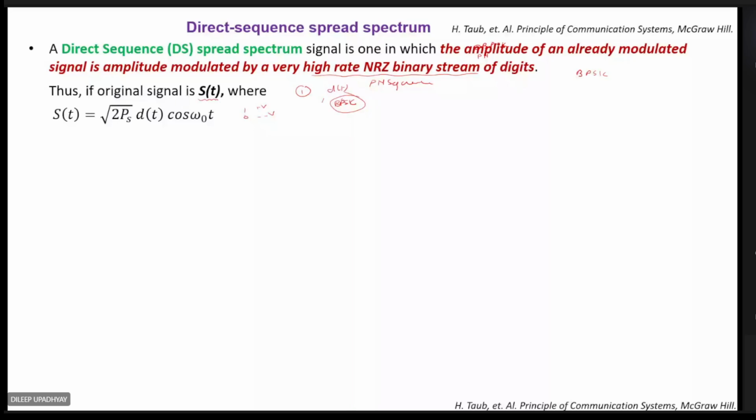So this S(t) is nothing but the BPSK signal, which here we are considering as the original signal, because as per the definition of spread spectrum signals, it is the modulation of the modulated signal. So we are considering the modulated signal as the BPSK signal.